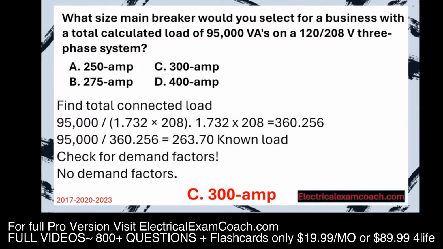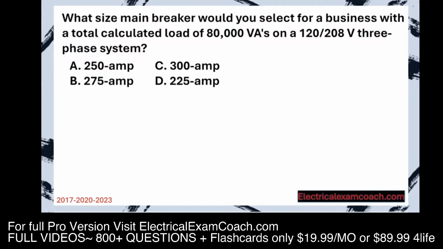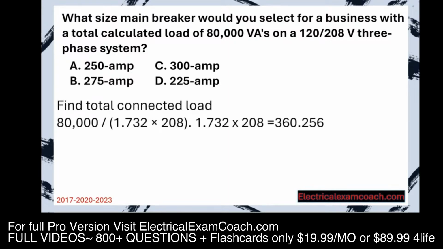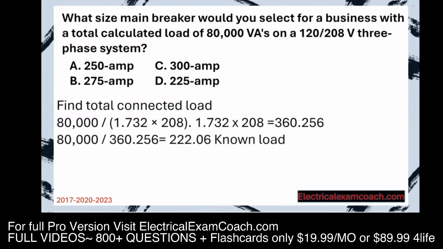Let's get to it. What size main breaker would you select for a business with a total calculated load of 80,000 VAs on a 120/208 three-phase system? Step 1, find our total connected load. In this case, they've done the work for us. They've given us the 80,000. Now all we have to do is divide. We do our little bit of pre-work and we end up with 360. Now we divide that out and we end up with 222 amps.